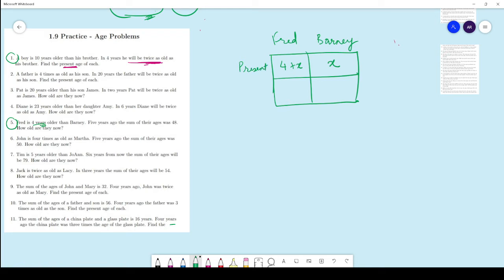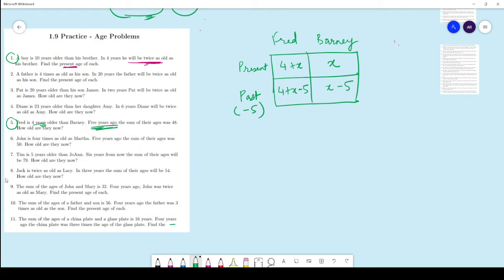Now 5 years ago, so you see 5 years ago, we are moving to the past now. So how far are we going back in the past? We are going back 5 years in the past. So that means 4 plus x minus 5. Their ages would have been 4 plus x minus 5, Fred's age, and Barney's age would have been x minus 5. Because we are moving back 5 years, it says 5 years ago over here.